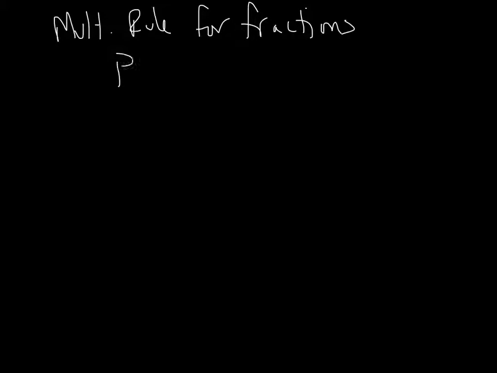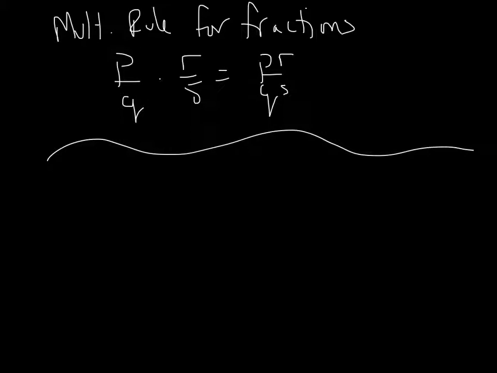One is the multiplication rule for fractions. You probably already know this, but you know how to simplify. If you have P over Q times R over S, you get PR over QS. Okay, that's the multiplication rule for fractions. We also have another example where if I have PR over PQ, the P's cancel and I get R over Q.